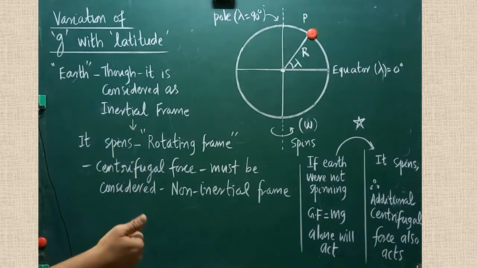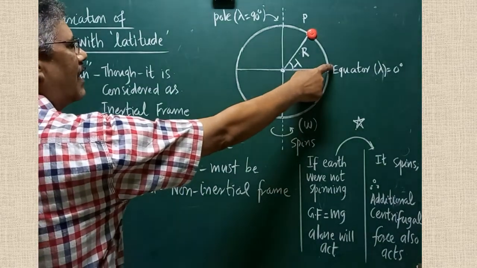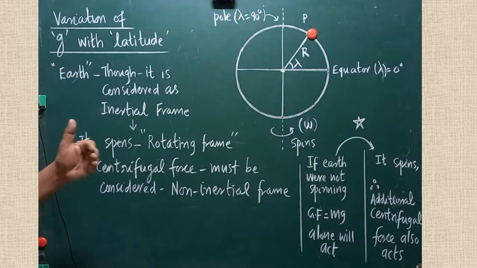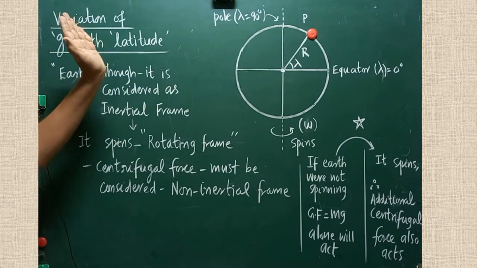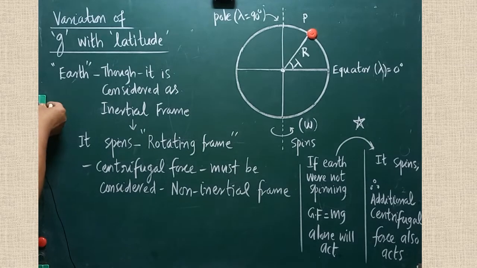Now we are going to derive the formula to calculate the acceleration due to gravity at various latitudes on the surface of the Earth. Before going to derive the value of g at various values of latitude, certain assumptions must be clearly understood. Are you clear? So let's see the assumptions one by one.